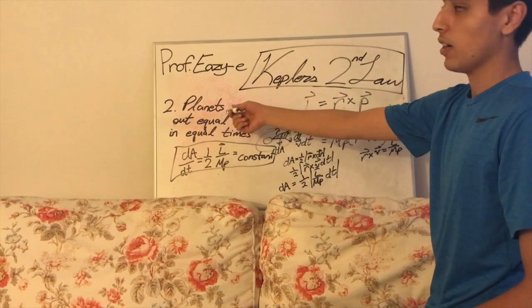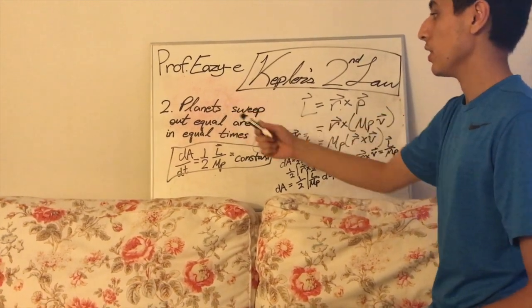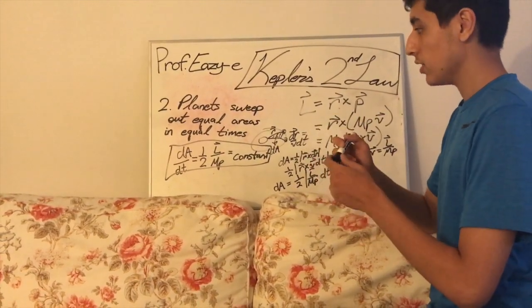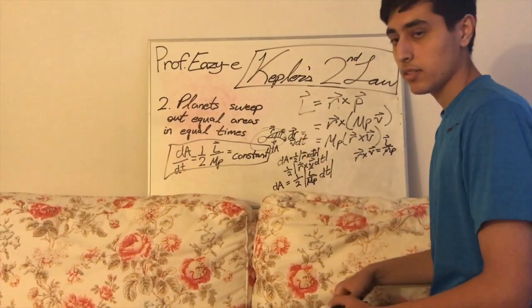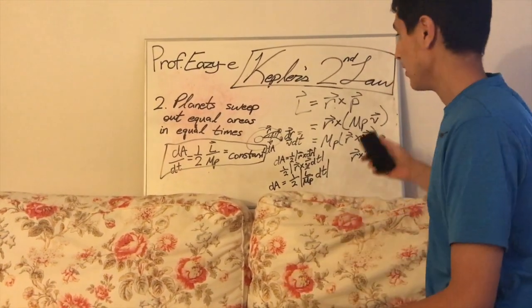Thereby proving Kepler's second planetary law: that a planet sweeps out equal areas in equal time, since dA/dt is always constant throughout. We're done.